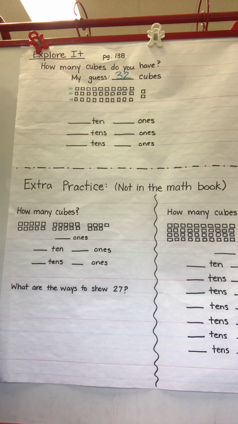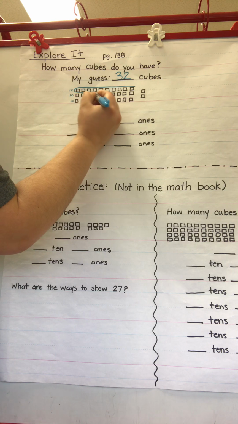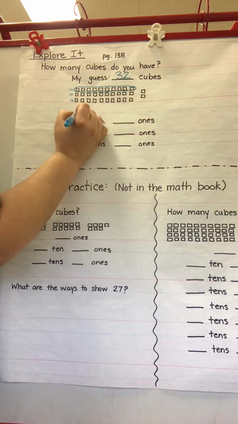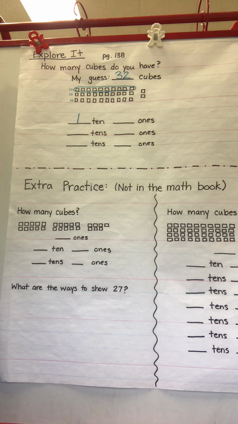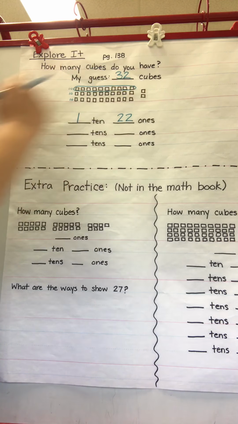So for my first row, if I group one of these groups of 10, how many tens would I have and how many ones would I have? You're going to have to think way back to a couple weeks ago when we were adding and subtracting tens. So if we have 32 cubes total, but one is going to be a 10, how many ones do I have left? I have 22 ones left that I've not grouped.